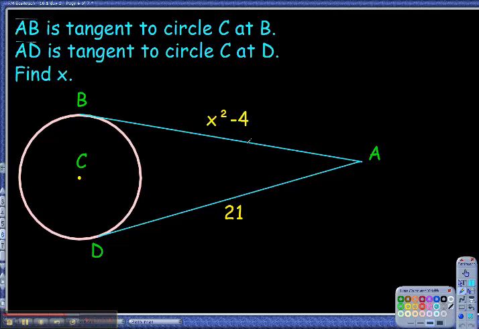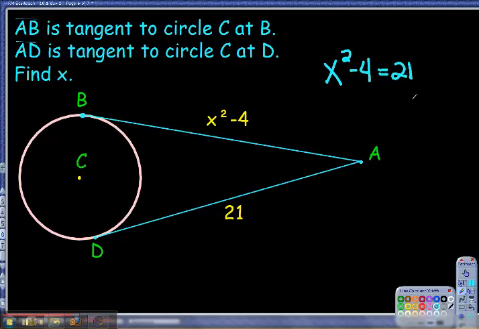Here we've got two segments that are both tangent to the circle. And the question is to find x. We know that on this one, because these two are tangent to the exact same circle and they share a common external point, we know that x squared minus 4 is the same measure as 21 because they're congruent. If you go ahead and add a 4 to both sides, x squared would equal 25. So as you square root, x would equal plus or minus 5. Now, could you ever have x be a negative? Well, let's check it. If I try a negative 5 squared is 25 minus 4 is still 21, so both are solutions here.